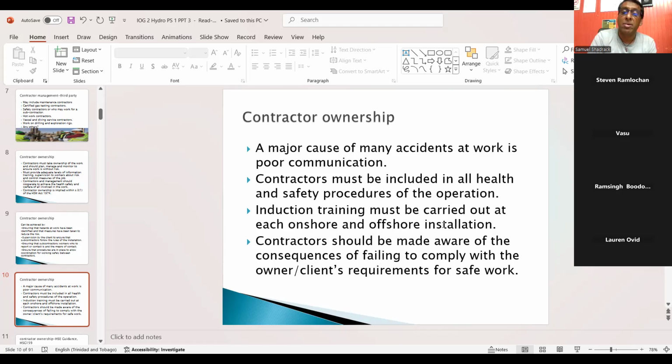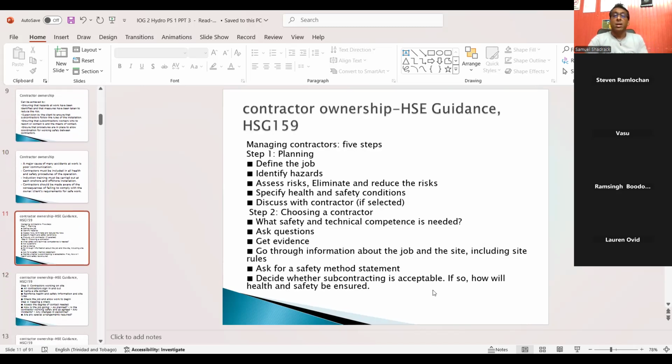Induction training must be carried out at each onshore and offshore installation. Contractors should be made aware of the consequences of failing to comply with the owner's or the client's requirements for safe work. Contractor ownership, there's a guidance, right? HSG 159. For those who don't know what that means, there's a book for it. This is an extract from a book, right?